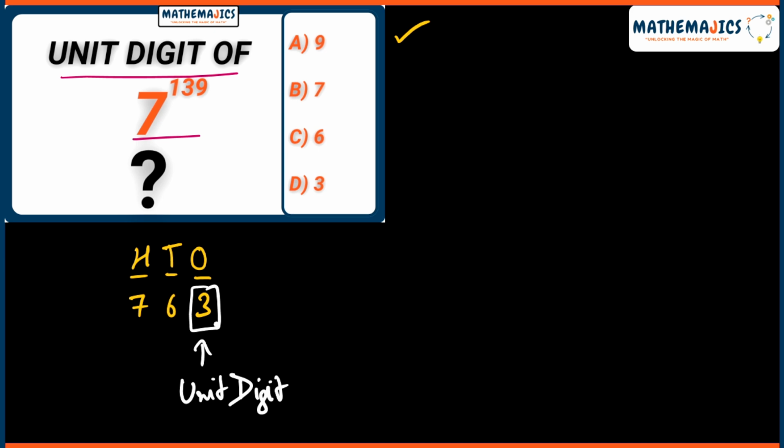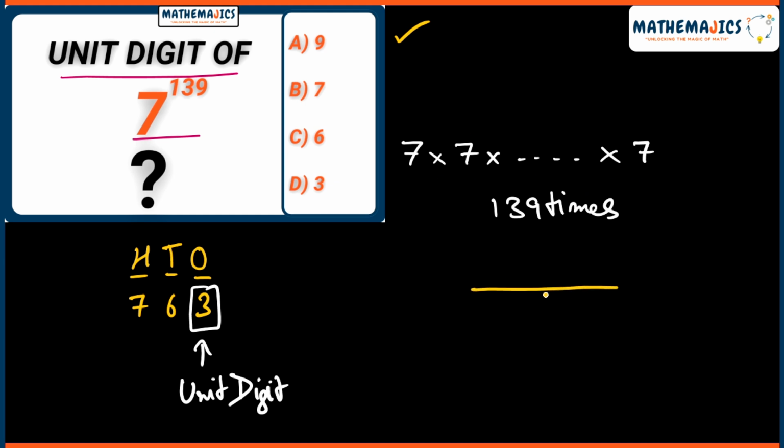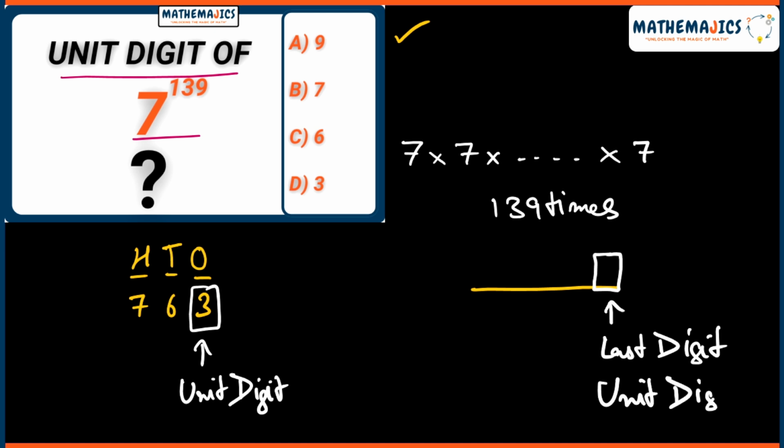So in this question, we need to find the unit digit of 7 raised to power 139. That means 7 is multiplied 139 times. After multiplying 7 139 times, we will get a huge number. So what do we need to find? We need to find the unit digit, that means the last digit.